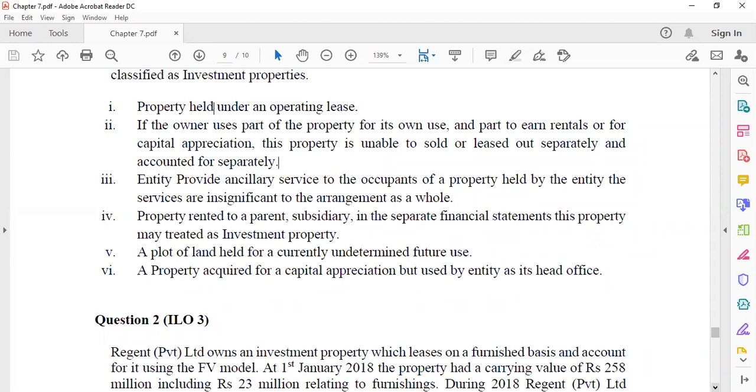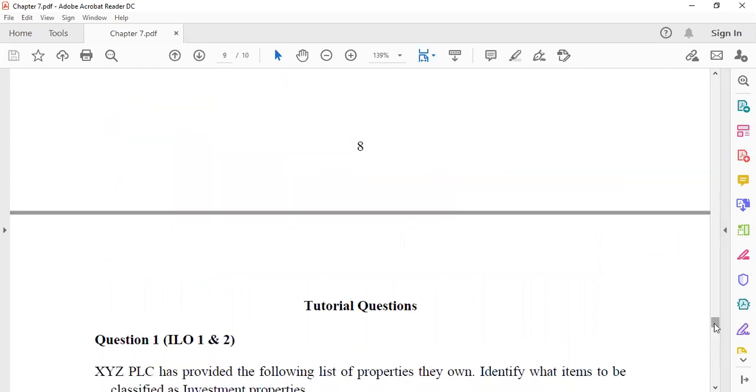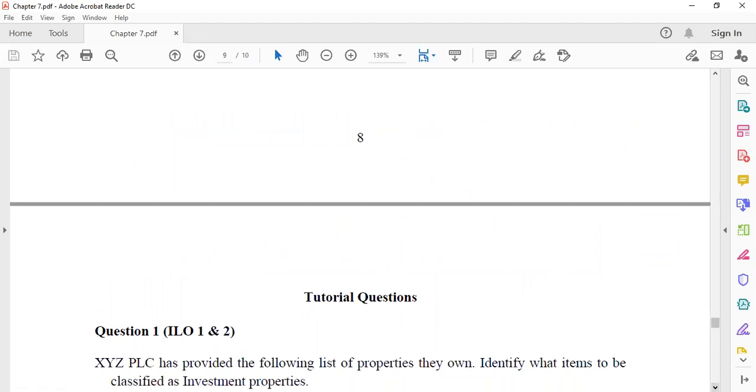In the separate financial statements, this property may be treated as investment property. Yes. So can that be the case? Let's say that you are entity A and you are the parent. Parent in the sense that you made the majority of the investment, or you own the majority of the shares of another entity. Here it is given, you are XYZ PLC.